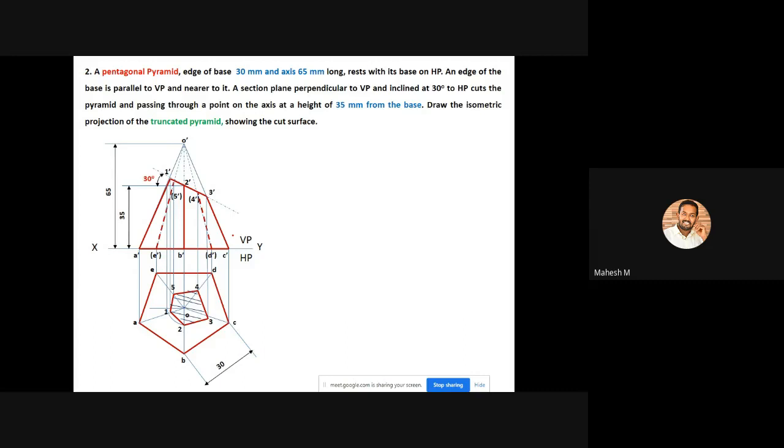So similar to our previous problem, there is no cut section. That means there is no section plane on the base. So the section plane is not passing through the base. So you can create the isometric projection similar to our previous problem. So the base is similar to our previous problem. So you can create the base.